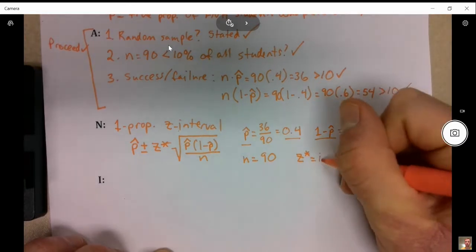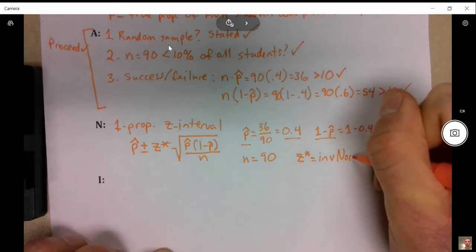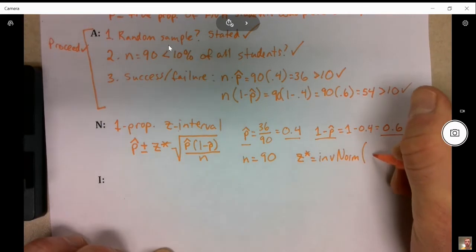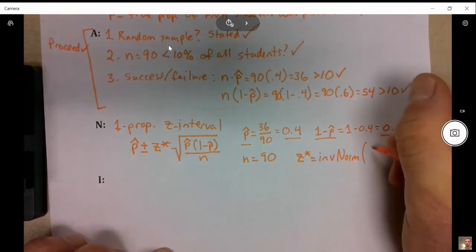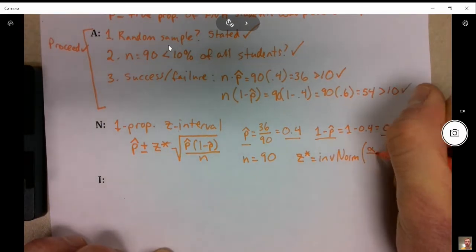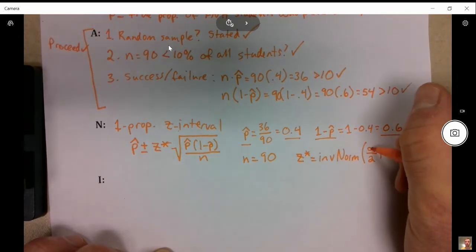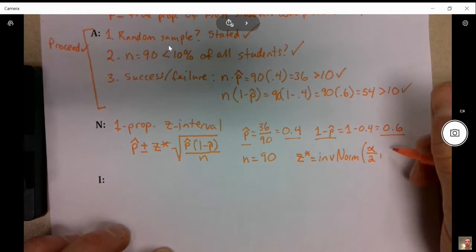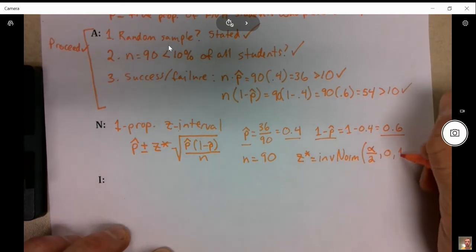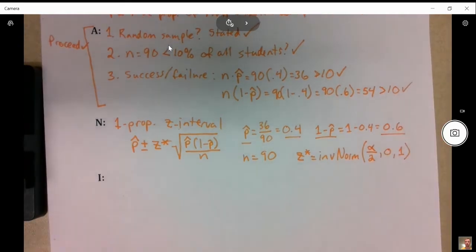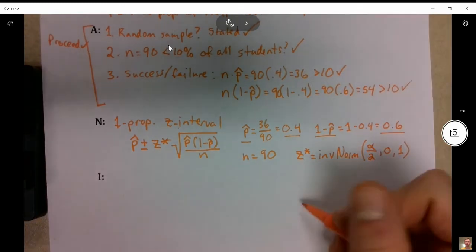In your calculator, you're going to go to inverse norm. And the first thing you plug in is called your area. The area is going to be alpha divided by 2. Now, alpha, you don't know what that is yet, but just write it down for now. The mean is 0. Standard deviation is 1. Okay? So let me explain what that alpha means.